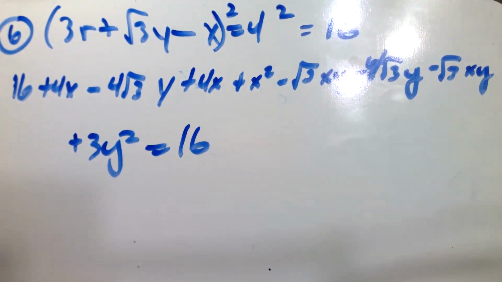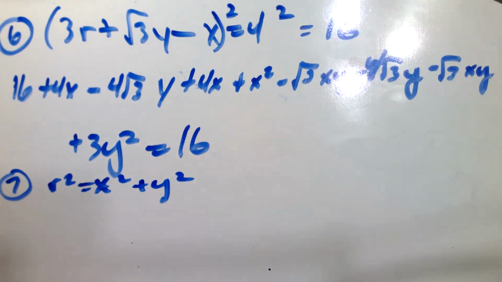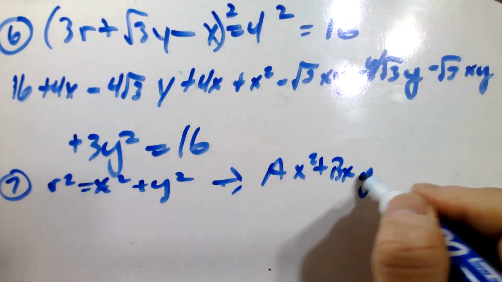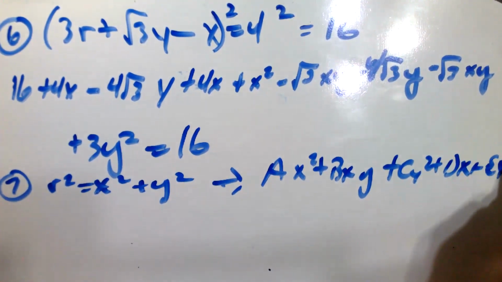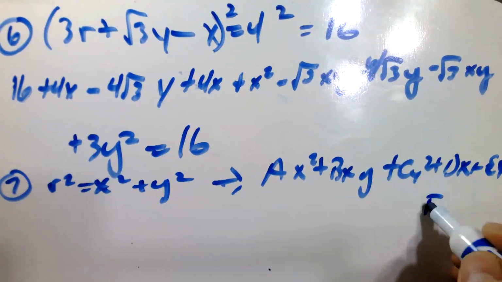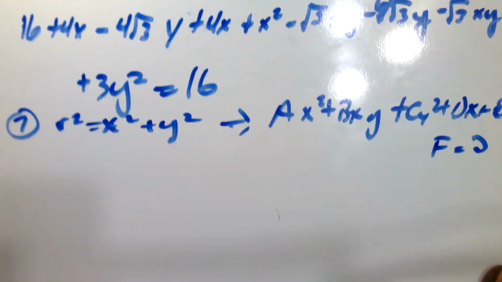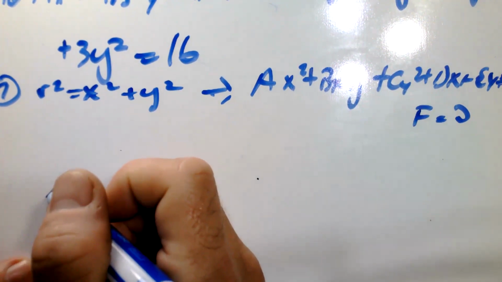All right, now step 7 says to substitute r squared equals x squared plus y squared into this and collect like terms in the form of the equation ax squared plus bxy plus cy squared plus dx plus ey plus f equals 0. Okay. So let's go ahead and do that. So this is the algebraically difficult part, I suppose.